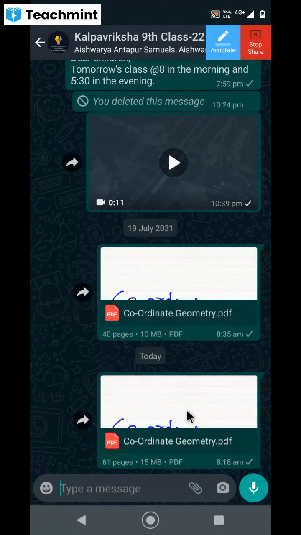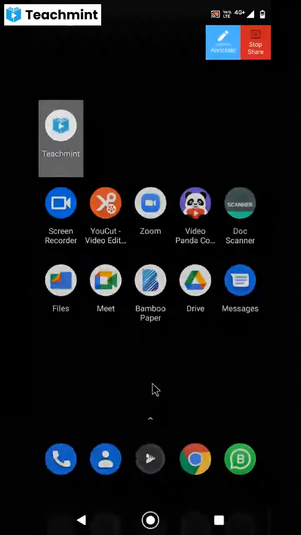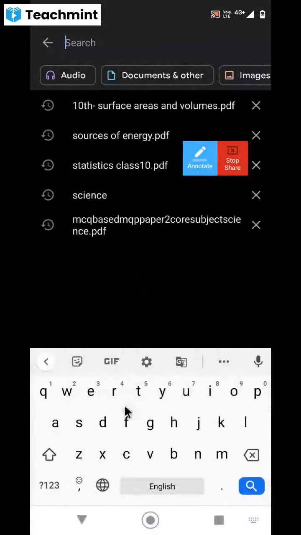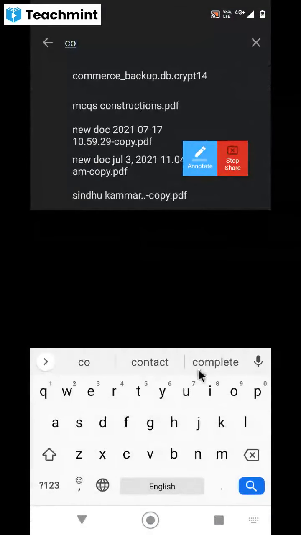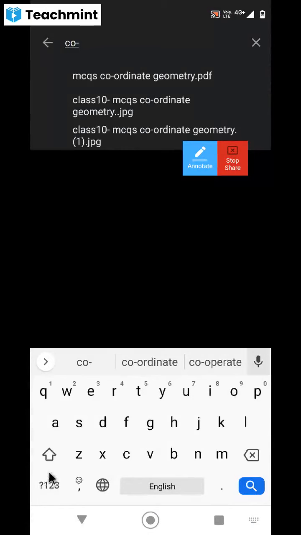Somebody is asking something. Yes, what are you asking? Sir, you told us you will send the 10th standard coordinate geometry lesson. Okay, let me see whether it is there or not. Coordinate geometry in the file. I don't know whether it is there, a class 10 MCQ on coordinate geometry. These all MCQs are there. Here it is. I think class 10 MCQs are there. These are there in the catalog.